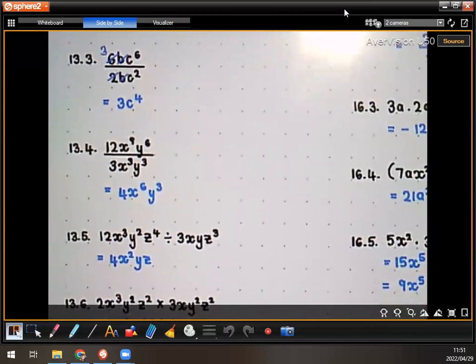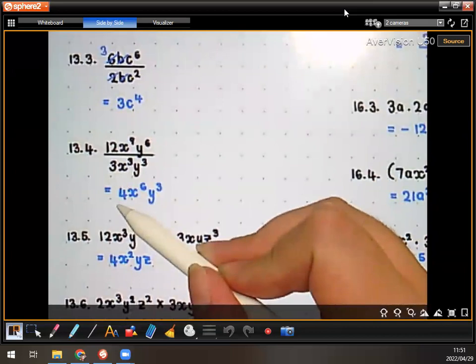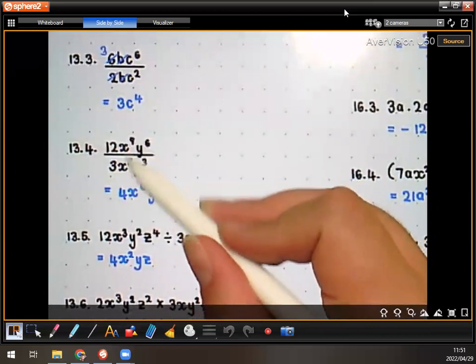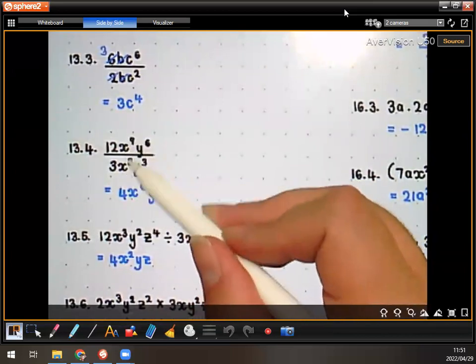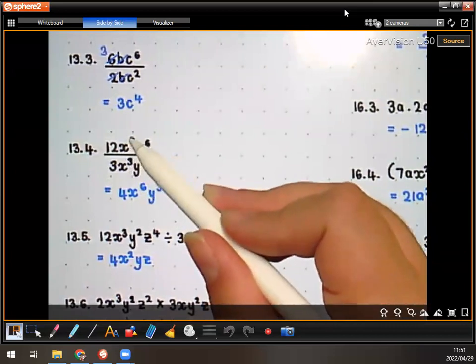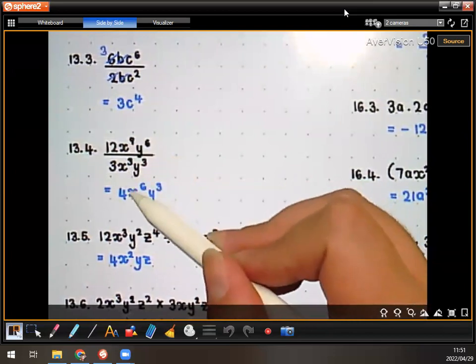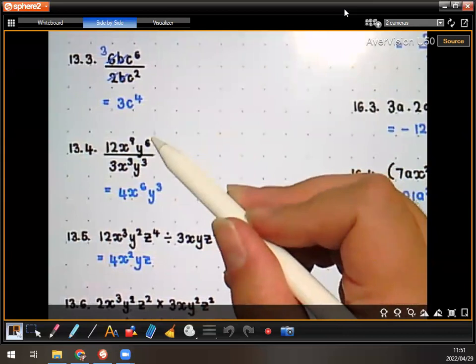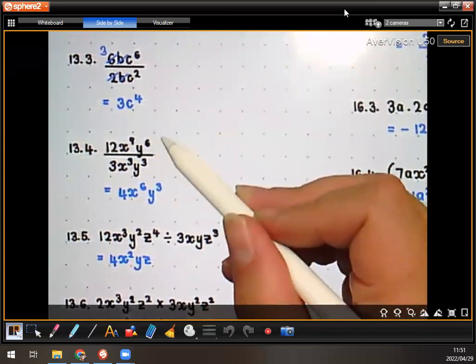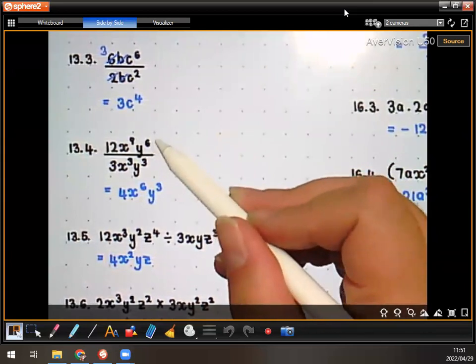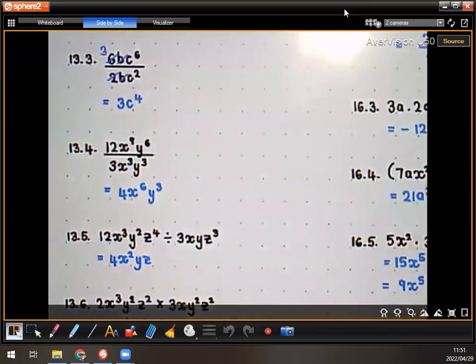Okay, next one, 13.4. 12 divided by 3 is 4. Where do I have more X's, guys, at the top or the bottom? Top, right? There are 6 more at the top, so that's X to the 6 that's left at the top. I also have more Y's at the top. 6 Y's at the top, 3 at the bottom, so that's 3 more at the top, so Y to the 3 at the top.